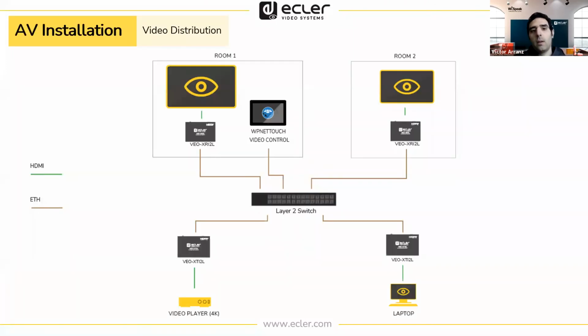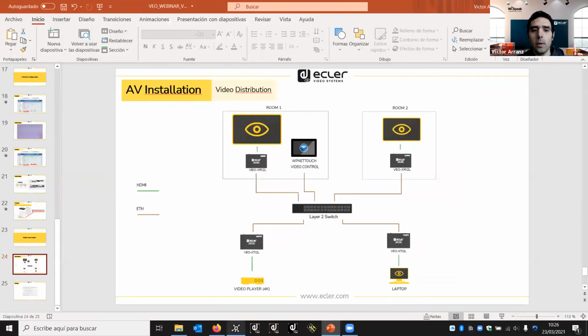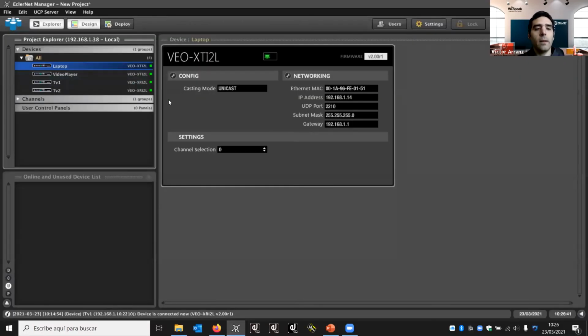Okay. Here's again our schematic. Let's take a brief recap. We have two sources, we have a video player and a laptop, we have our two transmitters, we have our switch properly configured, and we have the two rooms. So what we need to do is open again EclerNet Manager.